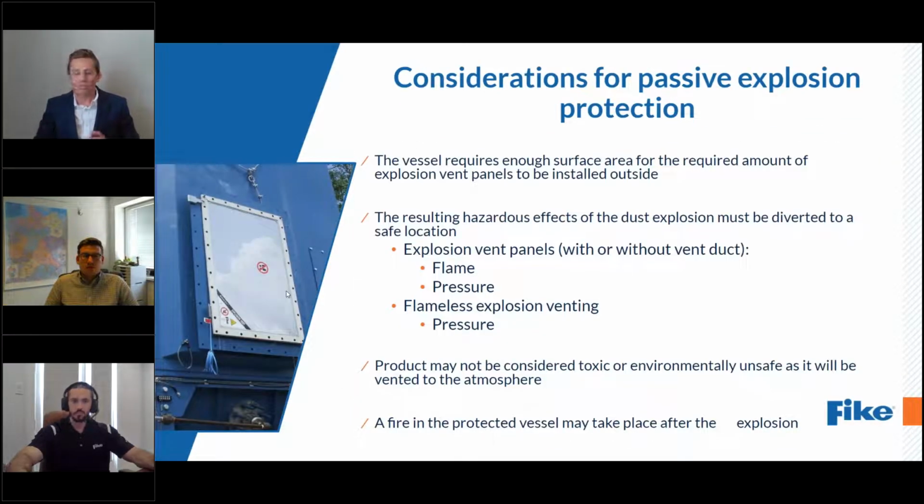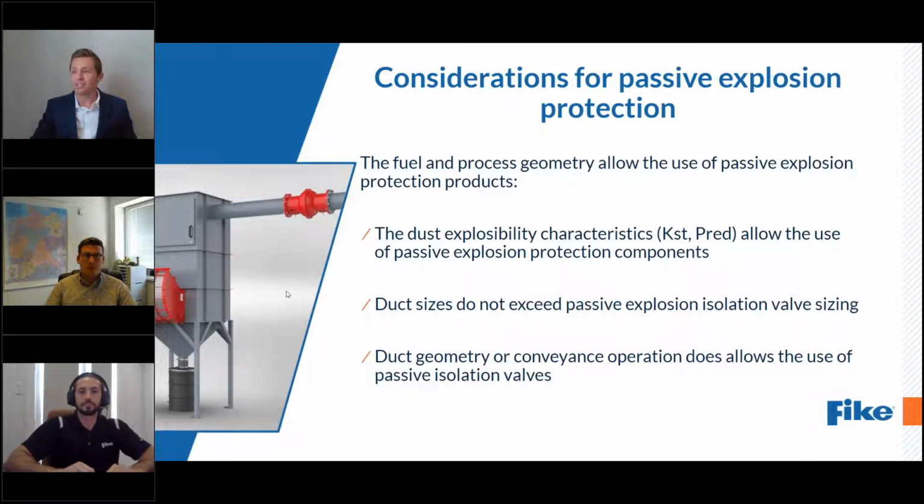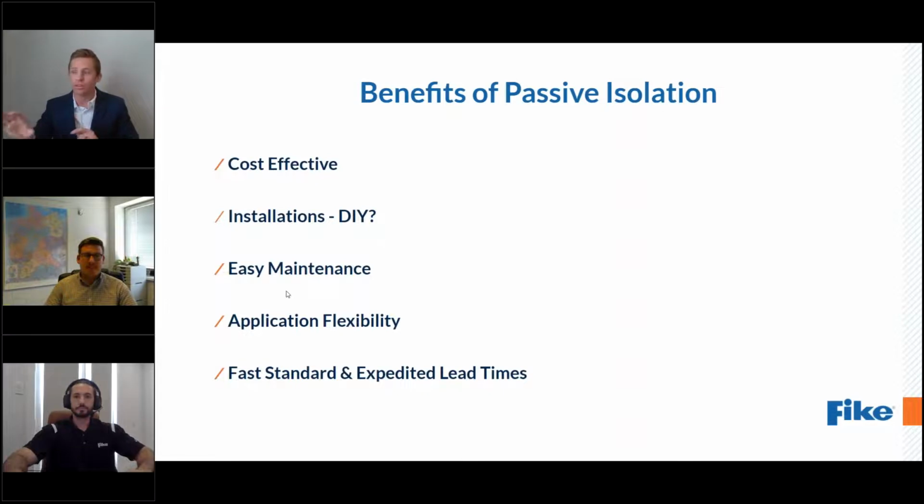So there's not always a scenario where you can fit explosion venting. There are some cases where there's a weird geometry or you can't discharge dust, in which case that goes for more of an active isolation or active suppression approach. So, quick summary, the benefits are that these are more cost effective. You can install them yourself. They're easy to maintain. You can maintain them yourself. There can be a lot of application flexibility. You can put them vertically, on bins and what have you. And normally it's faster, with expedited lead times because there's less engineering involved.